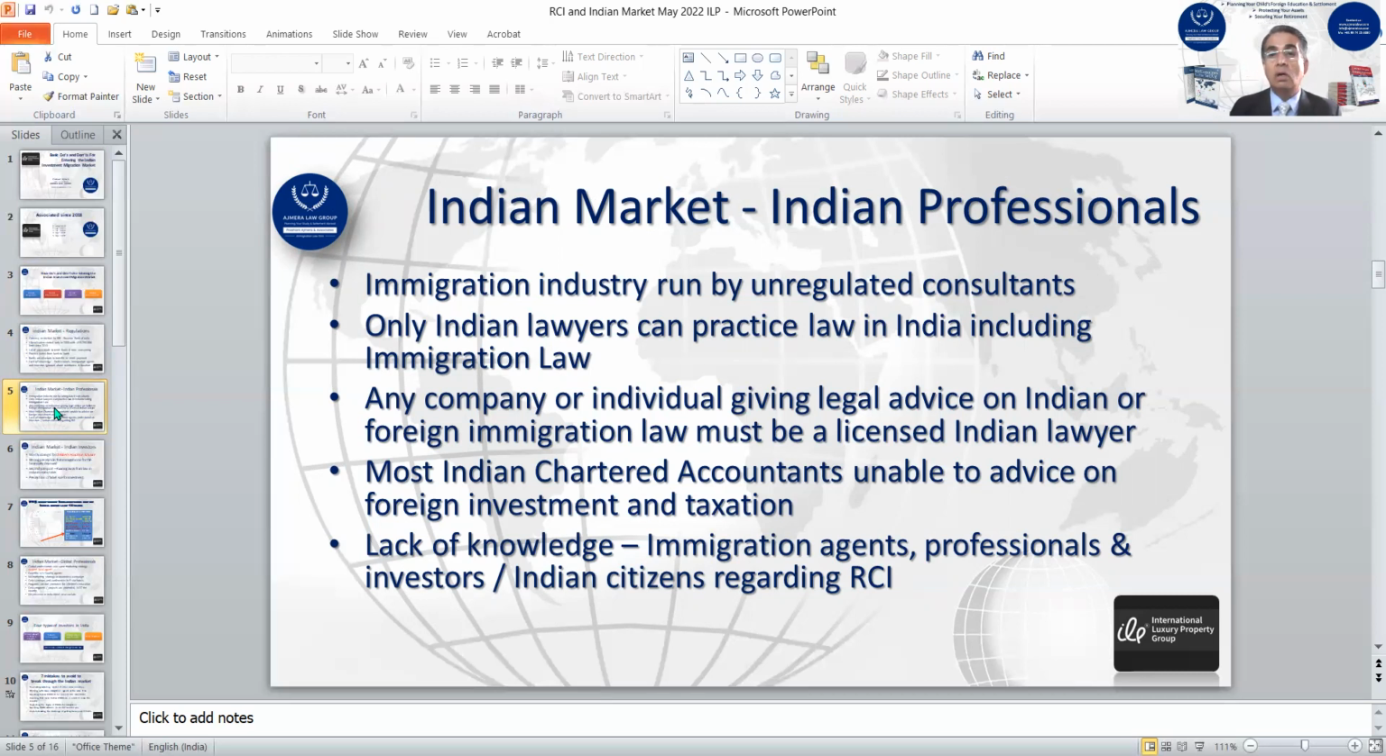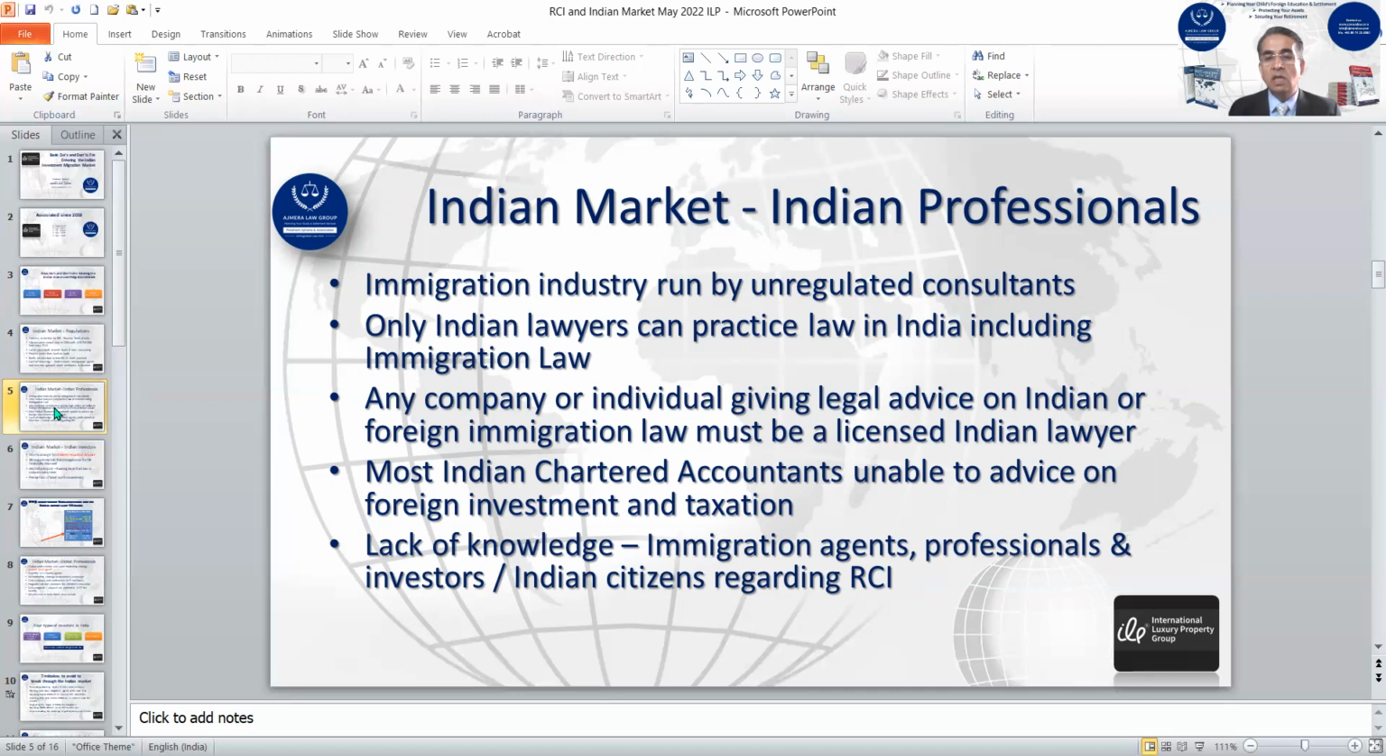As per Indian law, or the Advocates Act of 1963, only Indian lawyers can practice law in India, including immigration law, whether this immigration law is an Indian law or a foreign law. So the other interpretation given by the Supreme Court of India is that any company or individual giving legal advice on Indian or foreign immigration law must be a licensed Indian immigration lawyer.